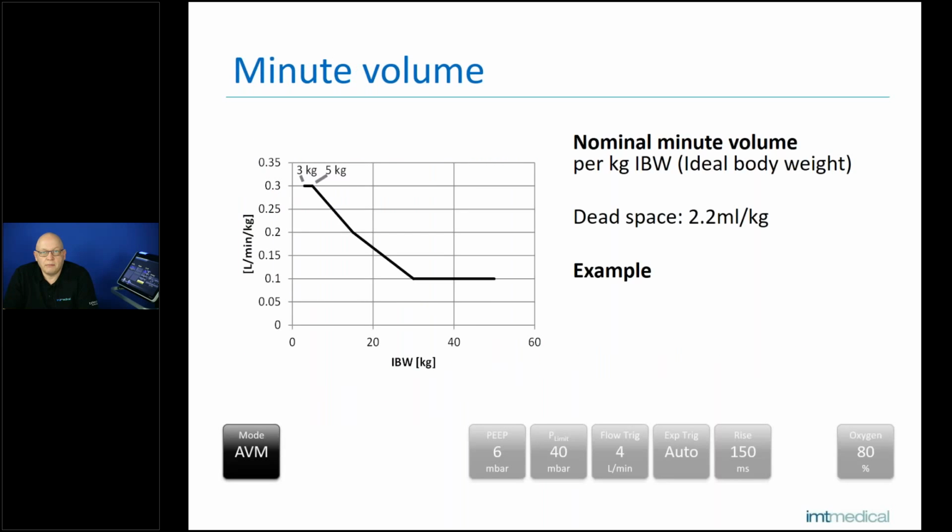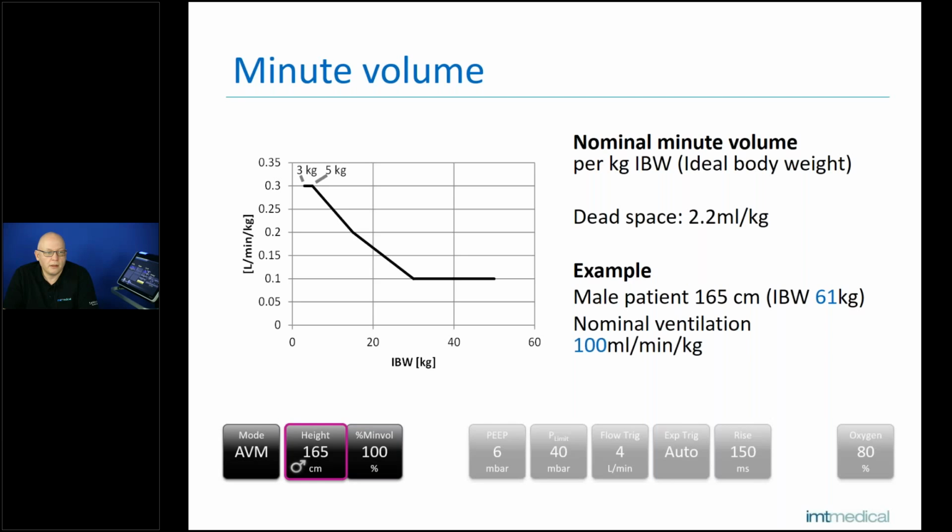And how does AVM do this? We see that we type in the ideal body weight. And in this is also a formula for the dead space calculation, why the dead space is estimated. I will come to this later. And we have, for example, a male patient with 1.65 meters of height. This means this is an ideal body weight of 61 kilograms.